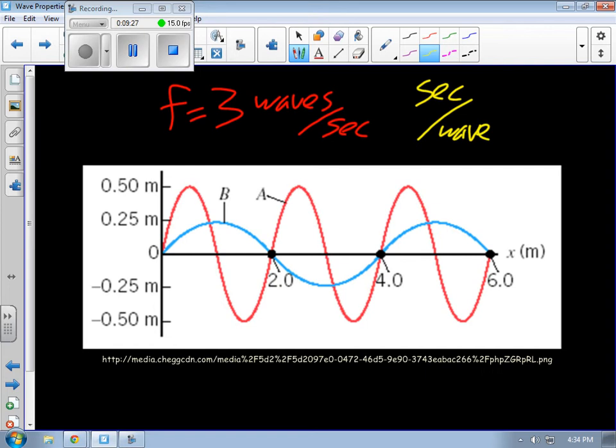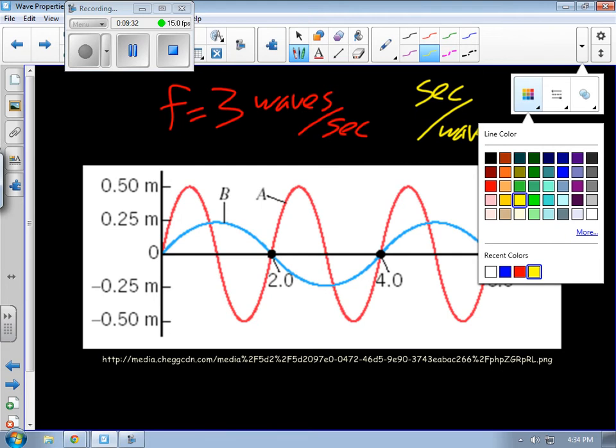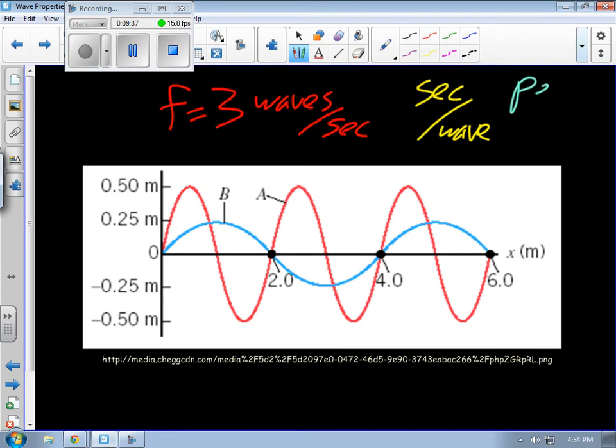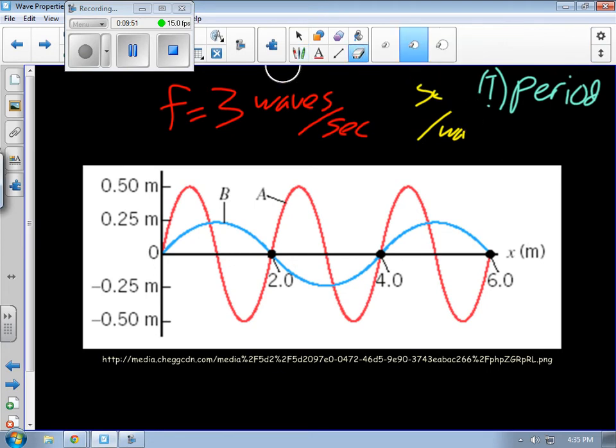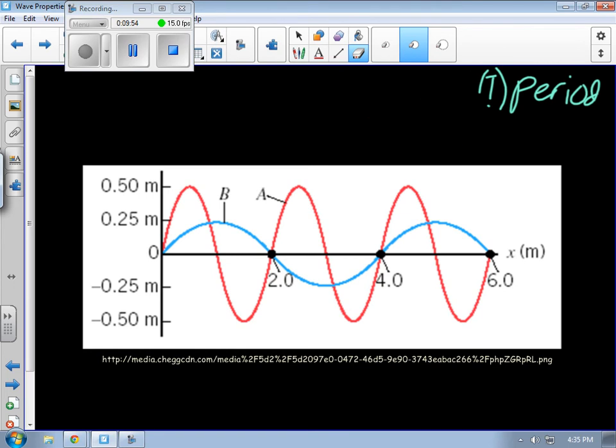So this is our period, which is denoted by a capital T. So to go from frequency to period, all you really have to do is divide 1. So period is equal to 1 over your frequency, which flips your symbol. So instead of waves per second, it becomes seconds per wave.